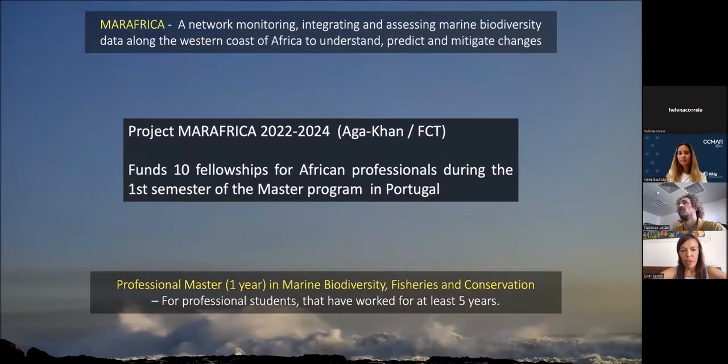This professional master program that we have just developed starts this year at the University of Algarve. Because it's a professional master program, it lasts only 1 year. This is only possible, according to the Portuguese legislation, because it's for professional students that have at least 5 years of work experience. The program is funding 10 fellowships for African professionals from African institutions to spend the first semester in Portugal.